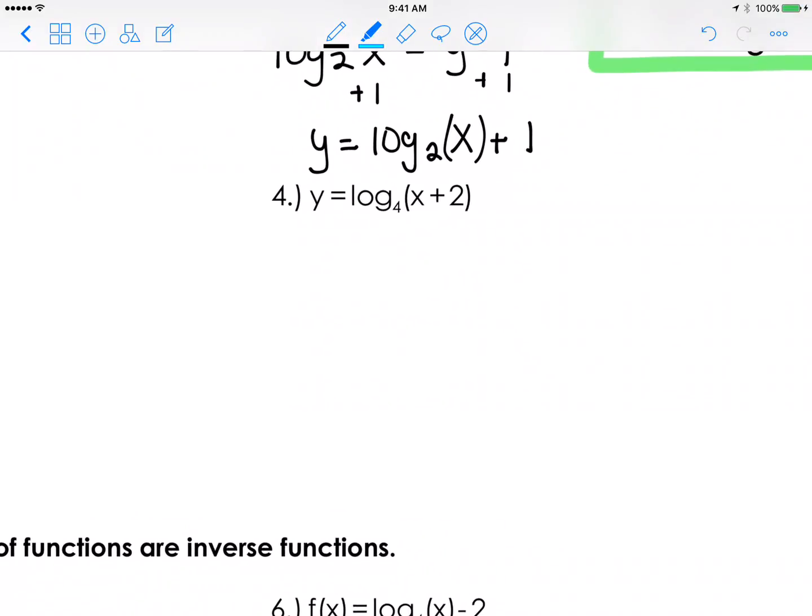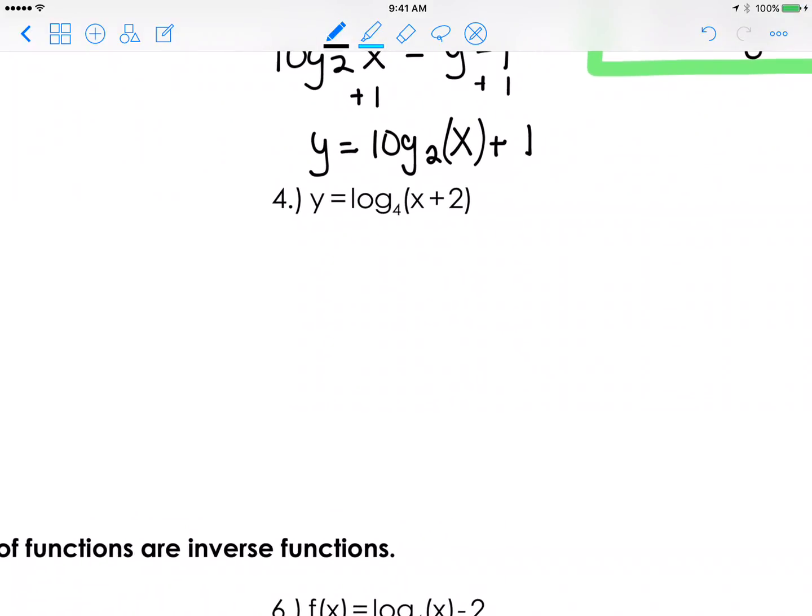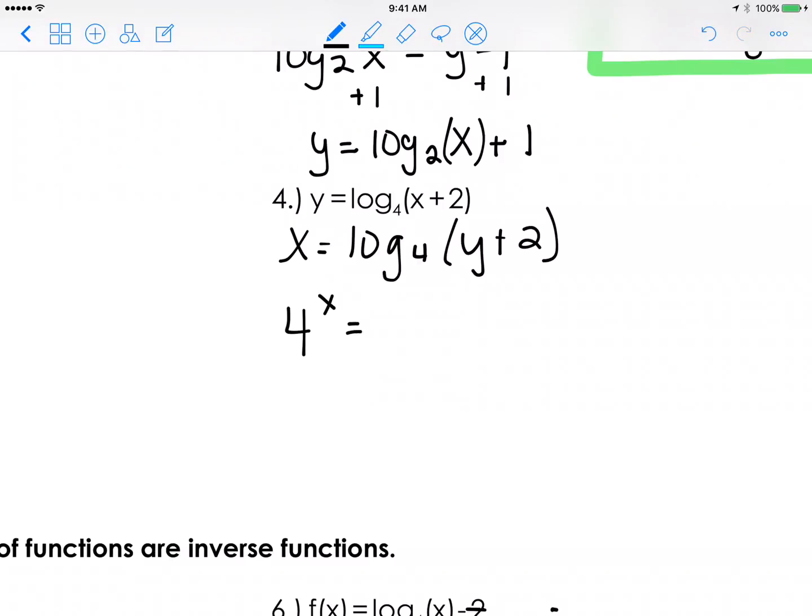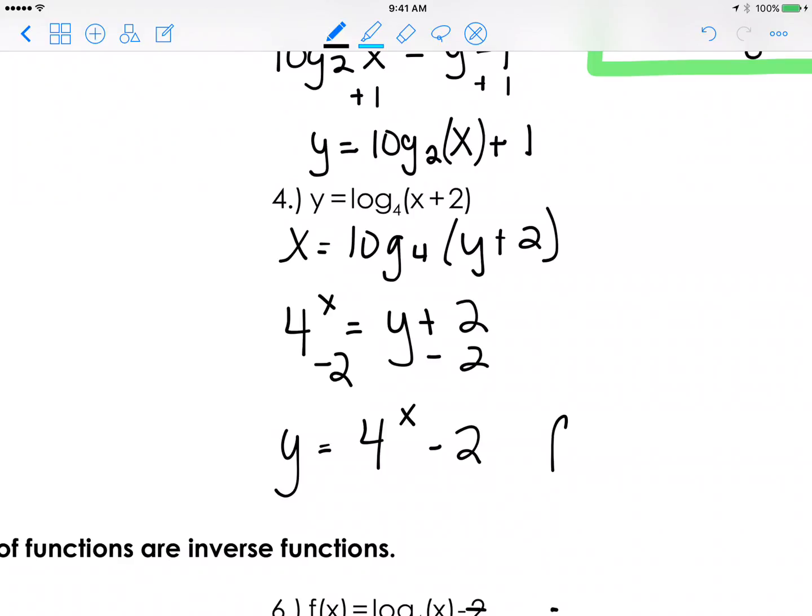Okay, let's do another one. Last one. So again, I've got to switch my x's and my y's. And now let's do our loop. So we get 4 to the x equals y plus 2. Now we can subtract 2 from both sides. So we get y equals 4 to the x minus 2. So rewrite that.